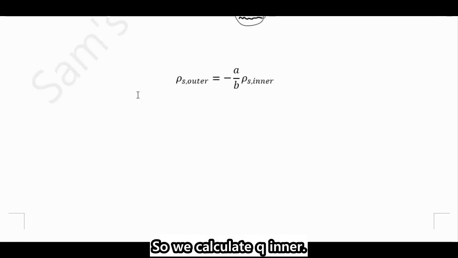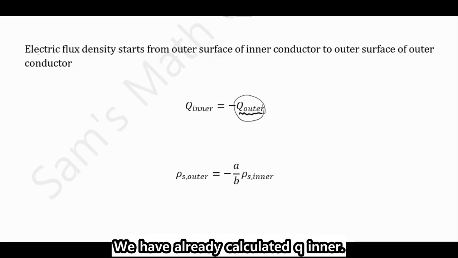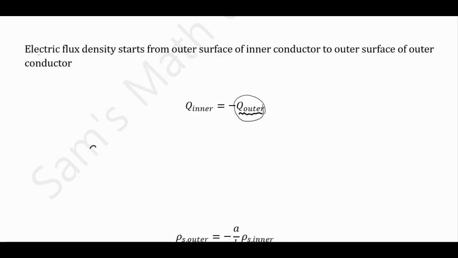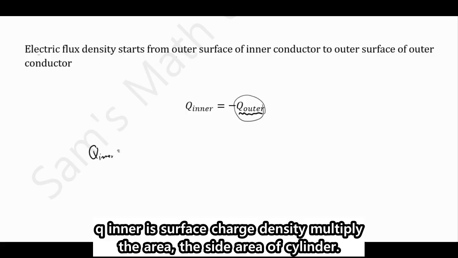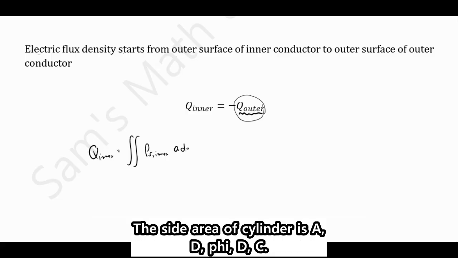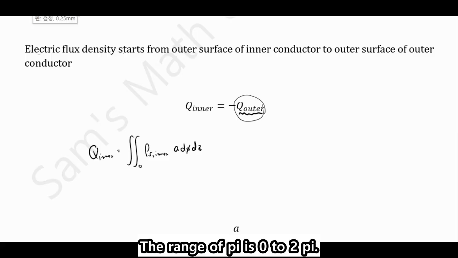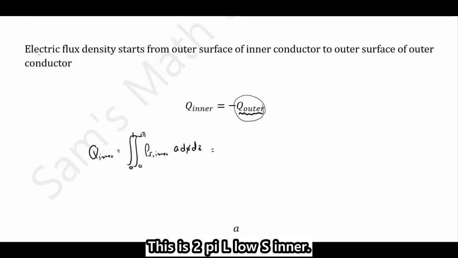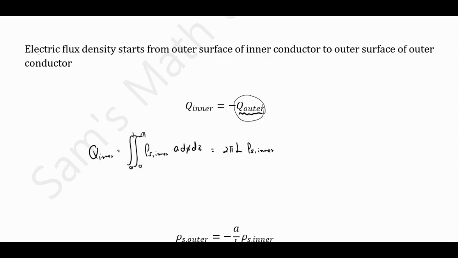So we calculate Q inner. We have already calculated Q inner, so we repeat again. Q inner is the surface charge density multiplied by the side area of the cylinder. The side area of the cylinder is A d phi dz. The range of phi is 0 to 2 pi, and the range of z is 0 to L. This is 2 pi L rho s inner A, right? 2 pi L rho s inner A.